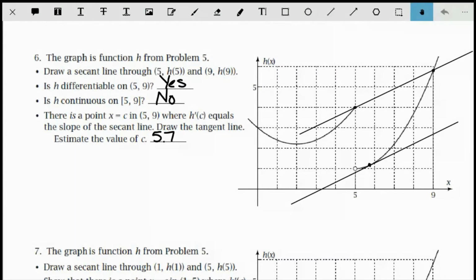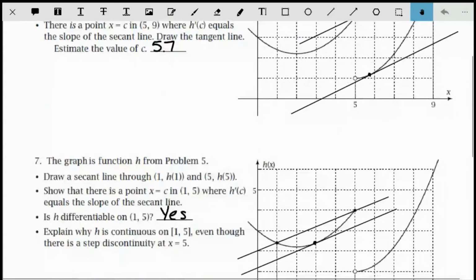So is the function differentiable between 5 and 9? Yes, it is. Is it continuous? No, it's not. And again, we've got this point at 5 where the function is not actually continuous. However, in this case, there is a tangent line that is parallel to my secant line within the interval from 5 to 9. The point of tangency is at around the point where x is equal to 5.7.